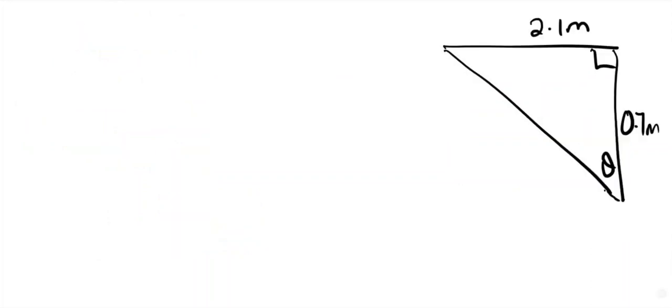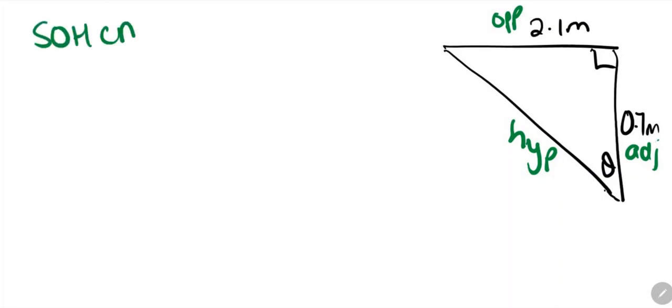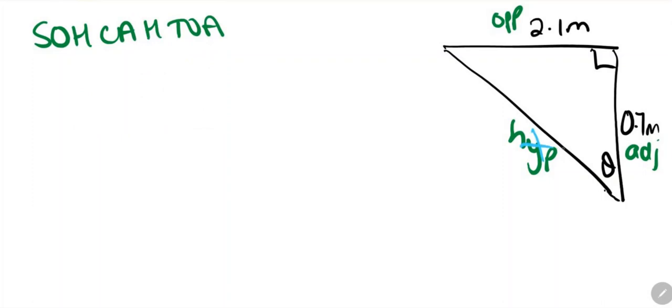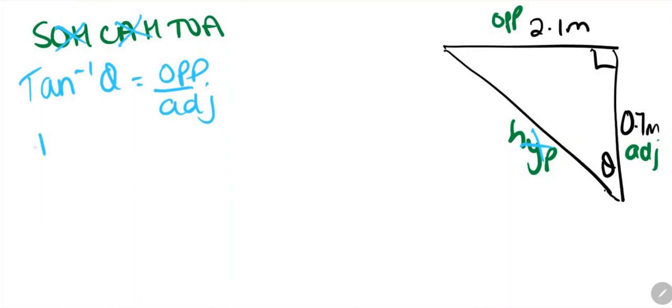Okay, looking at this question, first thing I'm going to do is label my sides. So I have hypotenuse. Opposite theta is opposite, and next to theta is adjacent. So I'm going to write SOHCAHTOA. And we're going to see what we don't need. Right, we don't need hypotenuse. So anything with hypotenuse in we don't need. So we're going to use tan. So this time tan to the -1 is going to equal opposite over adjacent. So tan to the -1 of our angle.